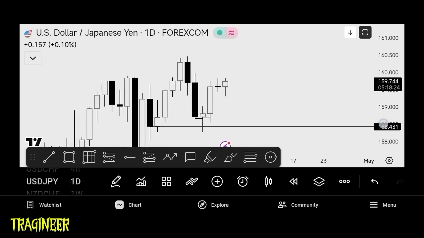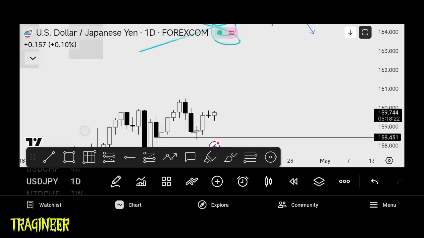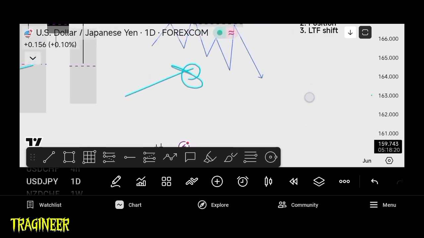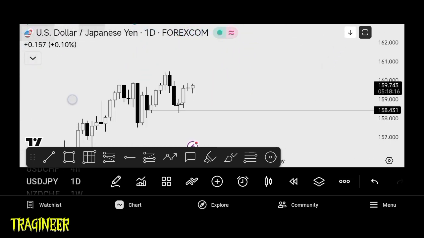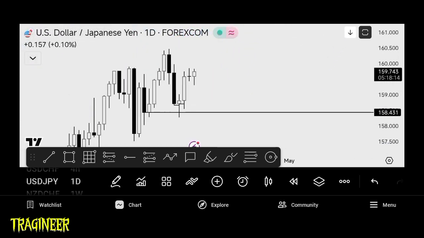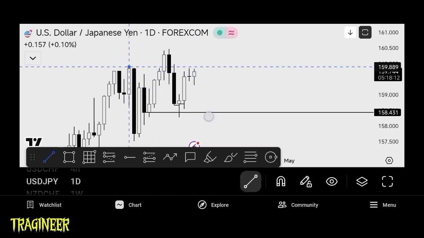And now, that's the first in our criteria, right? Number one, it should come from a key level. But as to the position, where exactly is this CRT found? Is it found in premium or is it found in discount?